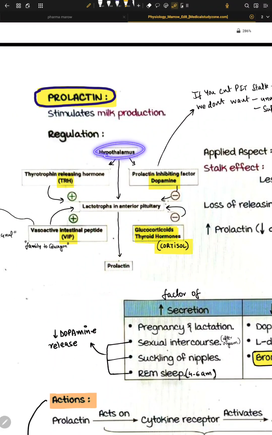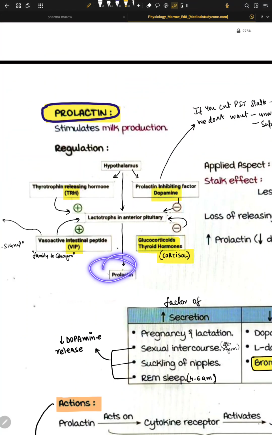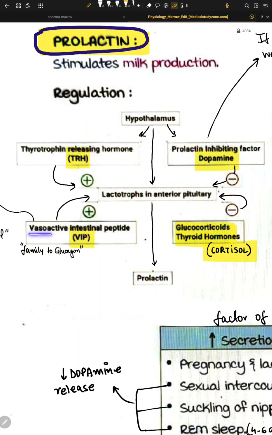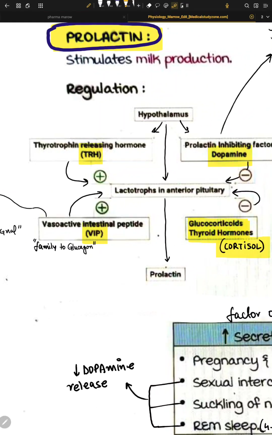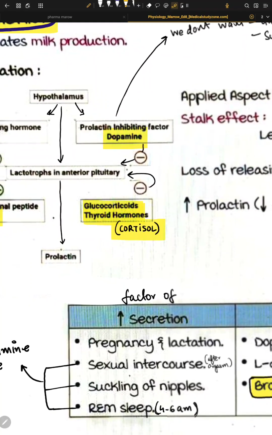And the hypothalamus activates lactotrophs, and lactotrophs make prolactin. Now this prolactin can be positively influenced by this thing called vasoactive intestinal peptide. It's called VIP. It's the same family as glucagon, and it's released during sucking, it's released during stress. It acts as a co-signal just to make sure that lactotrophs are getting enough signal from TRH, thyrotropin releasing hormone. If there is less signaling from TRH, the signaling from VIP, vasoactive intestinal peptide, will increase.